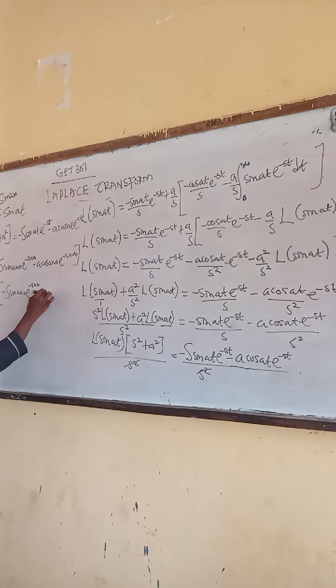Minus a cos at times 0, exponential minus s times 0. Of course, you know that everything at infinity will be what? Zero. That one is gone. So we have Laplace of sine at into s squared plus a squared equals to, so everything is zero like this. So you are left with this one, you know, right?